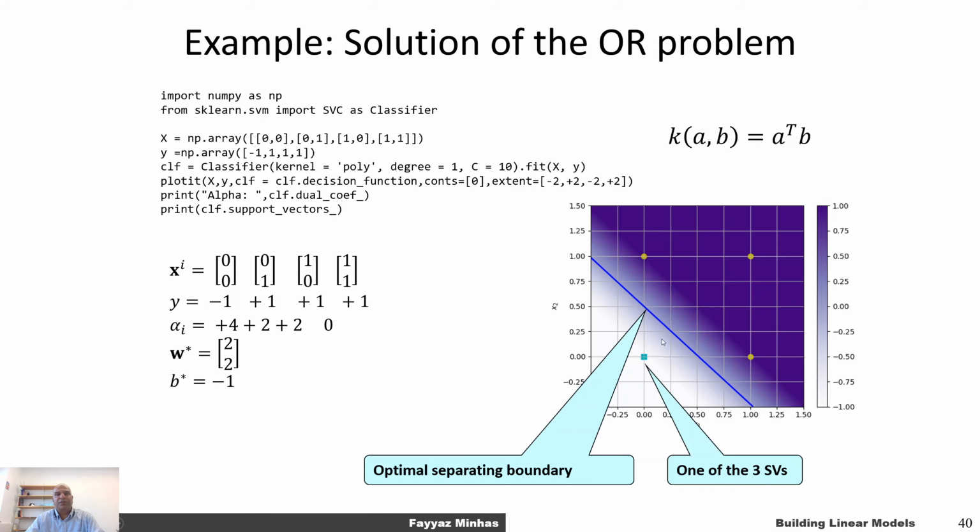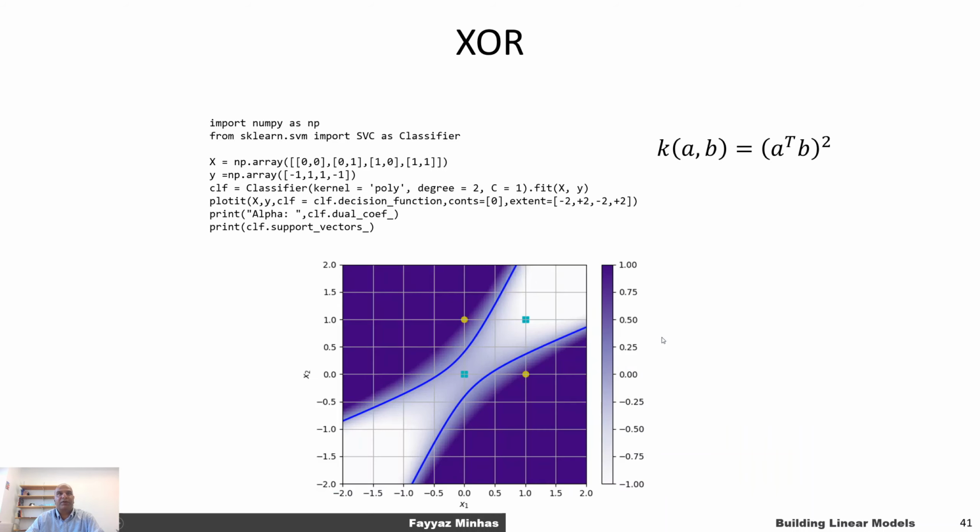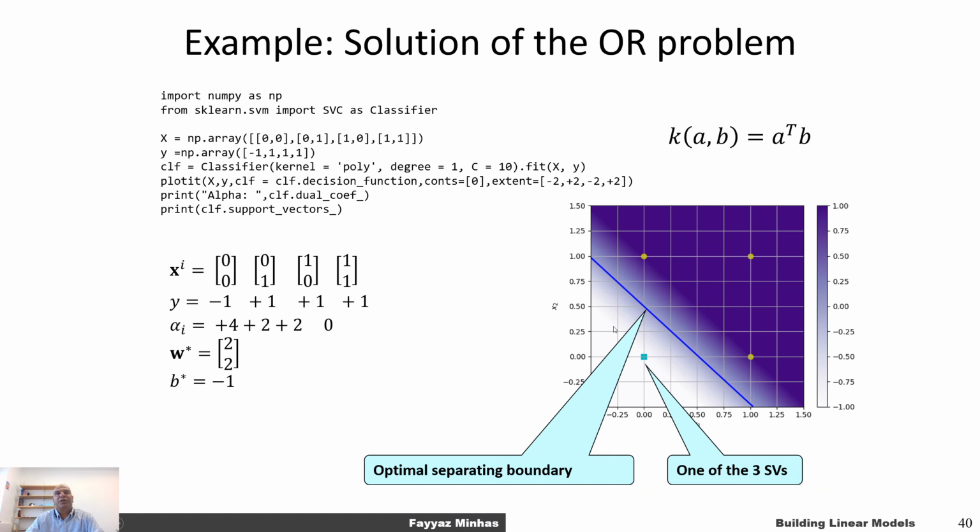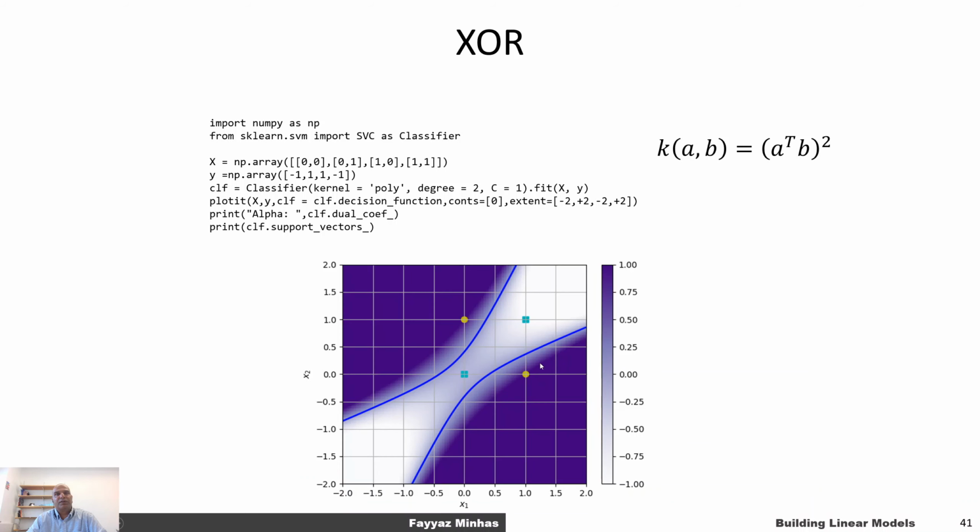You're welcome to try out this code. It's part of the exercise that I've already given you. But we know that this classifier, this linear kernel, will not be able to solve the exclusive OR problem, which is linearly non-separable.